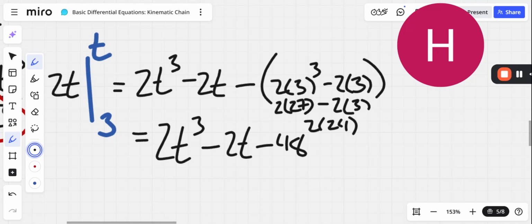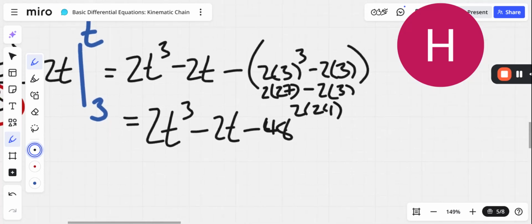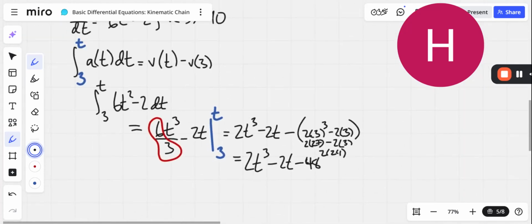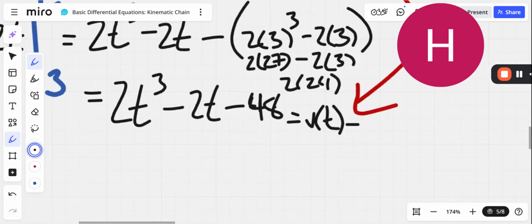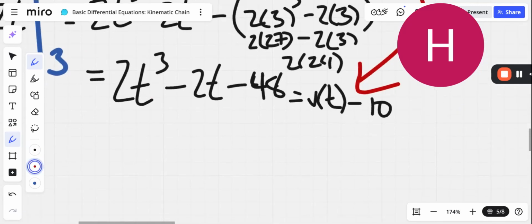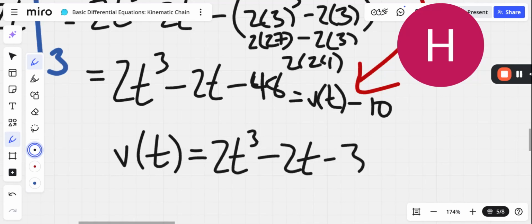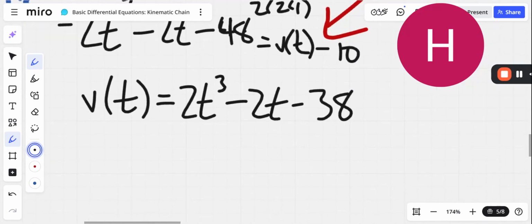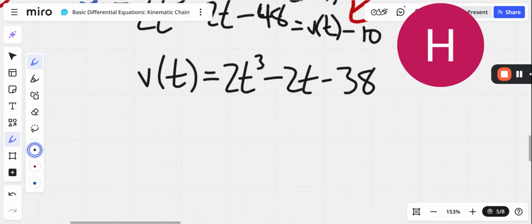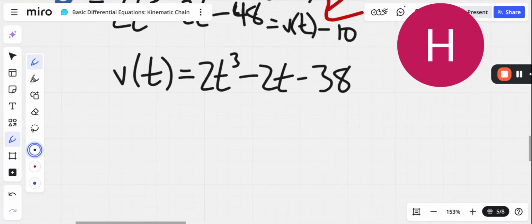So there's our expression. What is this equal to on the right-hand side using our fundamental theorem of calculus? If I'm making you dizzy, I do apologize. Now we need to solve for t, so we're going to add 10 on both sides. And we get an expression for the velocity, which is 2t cubed minus 2t minus 38. Okay, we do not need the velocity to solve this problem. We need the position at a specific time.